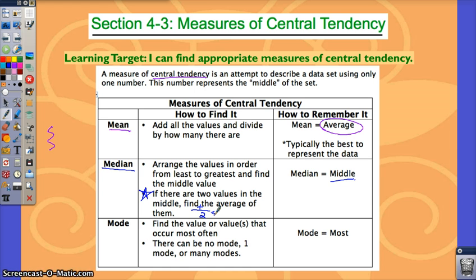And then the last one, the third one, is the mode. The mode is the one that occurs the most often, so mode is most. With any data set, you could have maybe no mode if no numbers occur more than the other ones. You could have one mode, you could have multiple modes. So mode is going to be a value that occurs most often. If all the data values occur once, there's no mode. But if all the data values occur once and there's one that occurs 3 times, then that value is the mode.